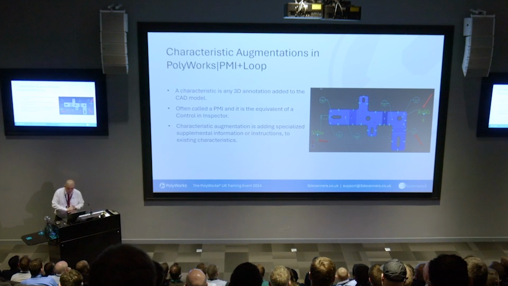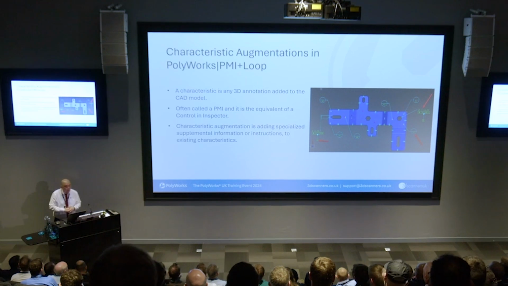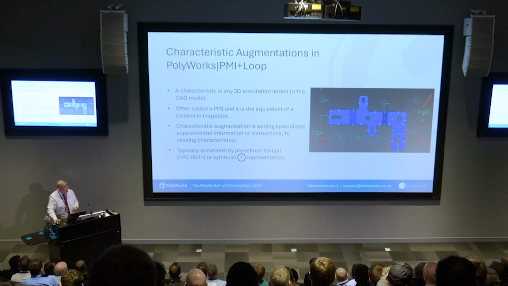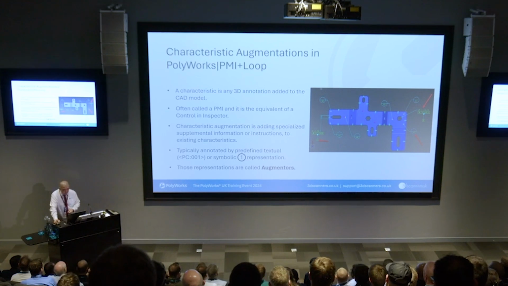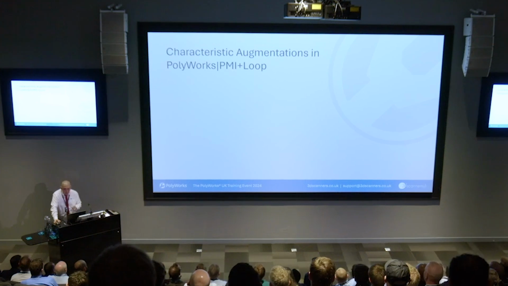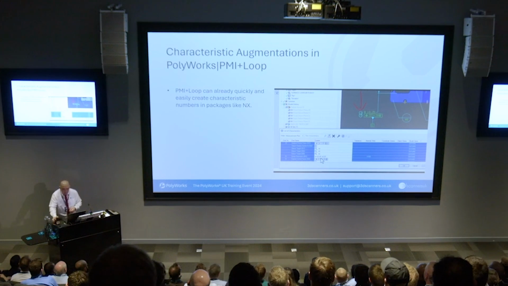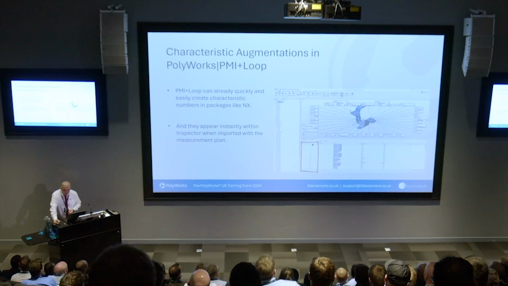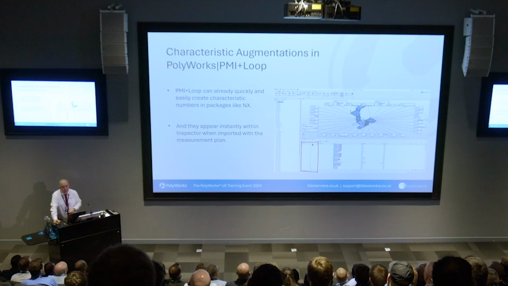Characteristic augmentations, though, are the extra specialized supplemental information or instructions that are attached to these characteristics. And these are typically annotated by predefined textual or even symbolic representations, and these representations are what we call augmenters. Now, currently in PolyWorks, we already support one type of augmenter, and that is the characteristic numbers, or some people call them balloons. And when we import them into PolyWorks, as you can see here within our geometry control window, we can populate our designated characteristic number column with that information.